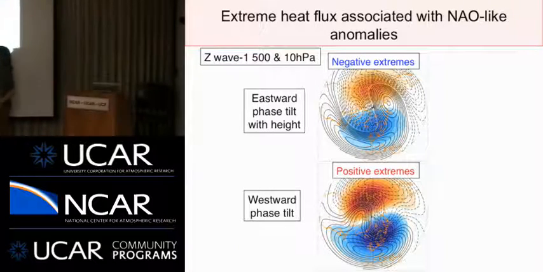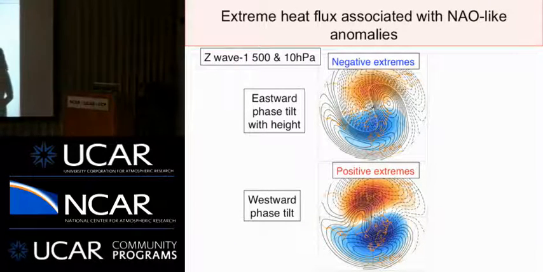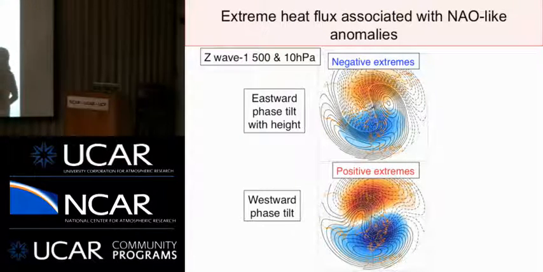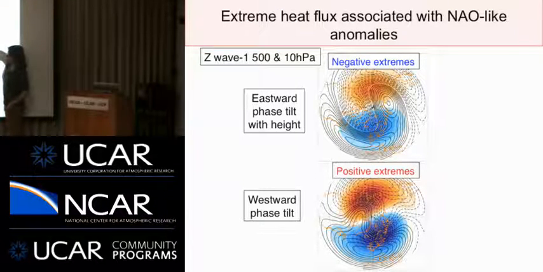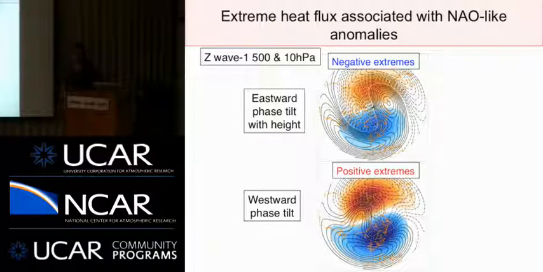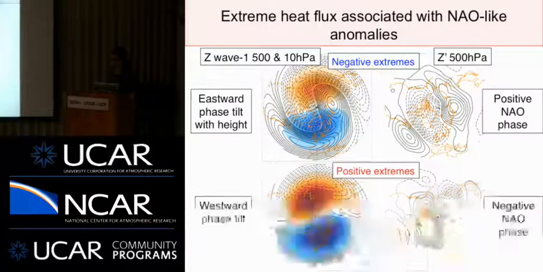And we can overplot the phase tilt between 500 and 10. So the black is the same for the negative events, and the colors are now 10 hectopascal. When I go from 500 to 10, I'm going eastward with height for these negative extremes, which is consistent, again from linear theory, with downward pointing energy or group velocity. And here I'm going from 500 to 10, and I'm going westward. So that's consistent with upward. So far, this is very consistent with what we would expect from linear theory.